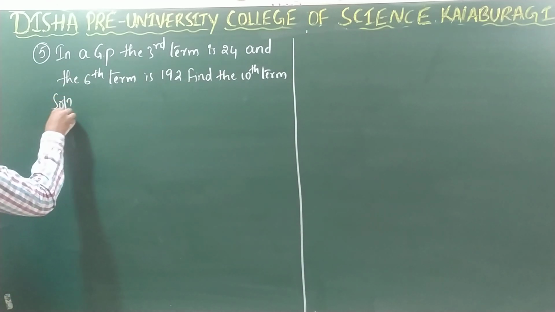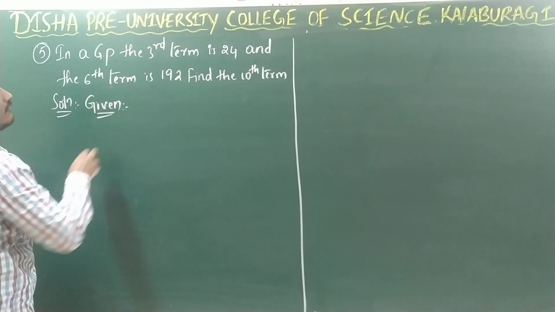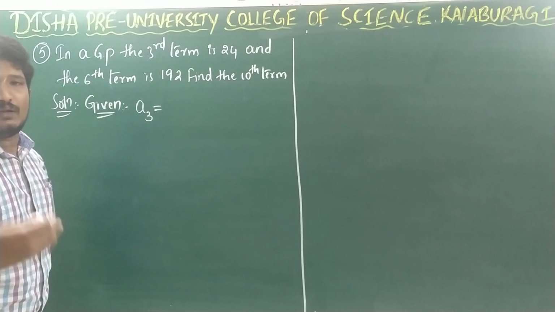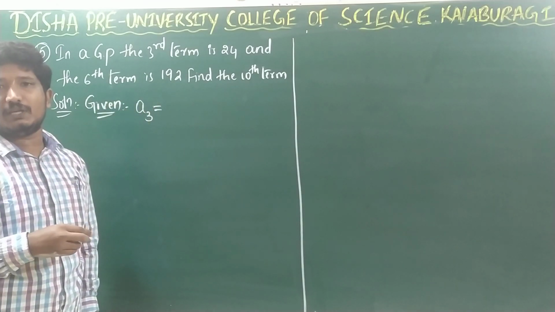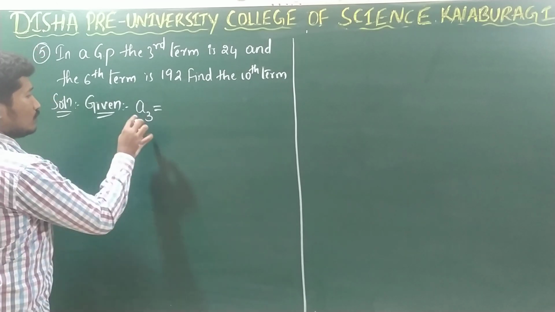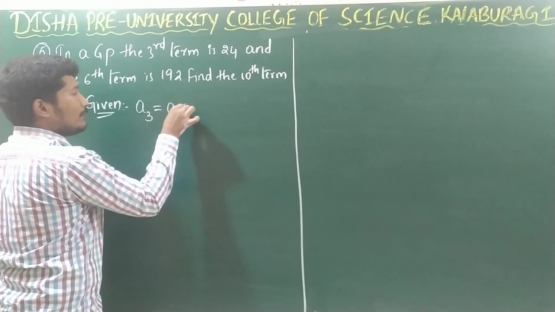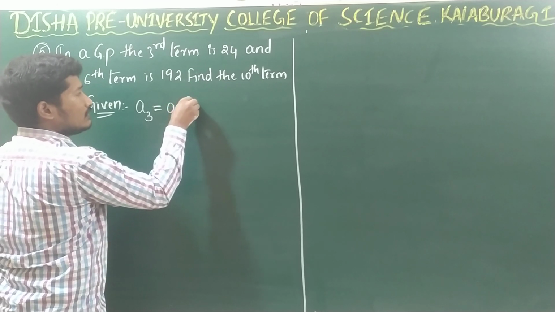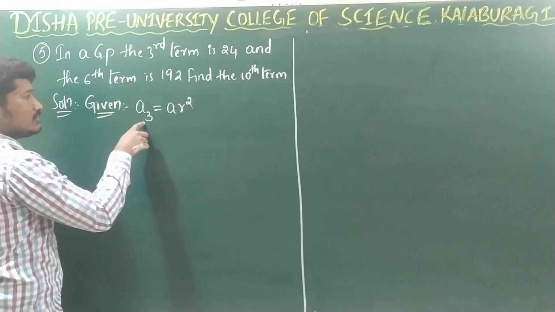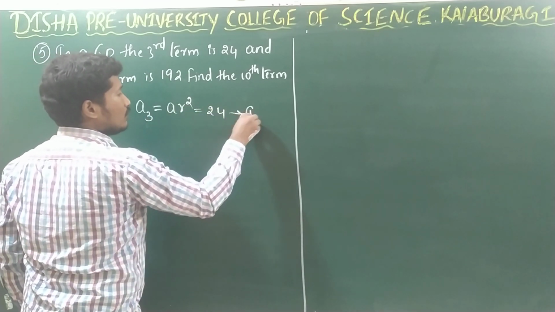First let us write the given terms. Given. So what is given for us? Third term, third term in the sense A3 is equal to, what is the nth term formula for a GP? A into R power n minus 1. Right? So what is the value of n here? It is 3. So A into R power 3 minus 1. Right? 3 minus 1 is 2. So this is the third term, is equal to, it is given as 24, equation 1.